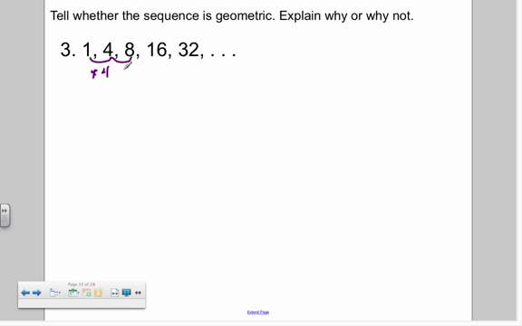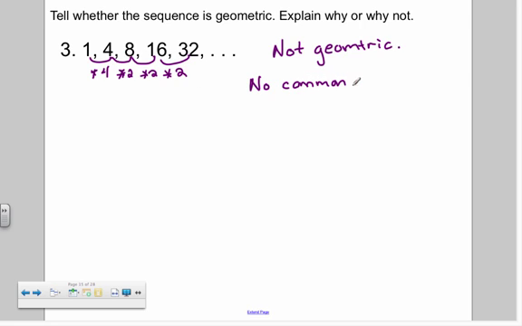How do I get from 4 to 8? Well, I would multiply by 2. From 8 to 16, I multiply by 2. And 16 to 32, I also multiply by 2. Now this one's tricky because after the first term, it seems to be a geometric sequence. But because the first two terms are not, I multiply by 4 and then I multiply by 2. This one is not geometric. To explain why, I would say that there is no common ratio. There's no number by which I multiply the previous term to get the next term in all cases.